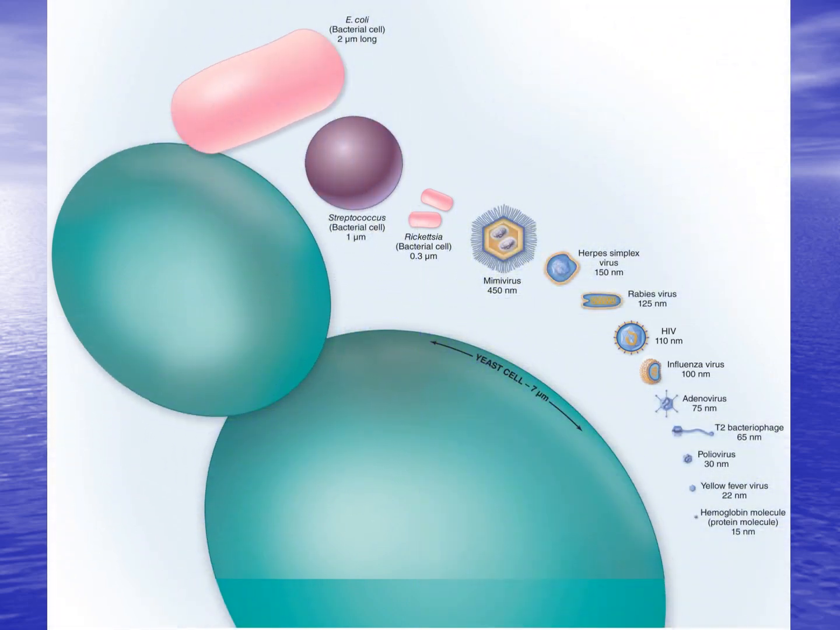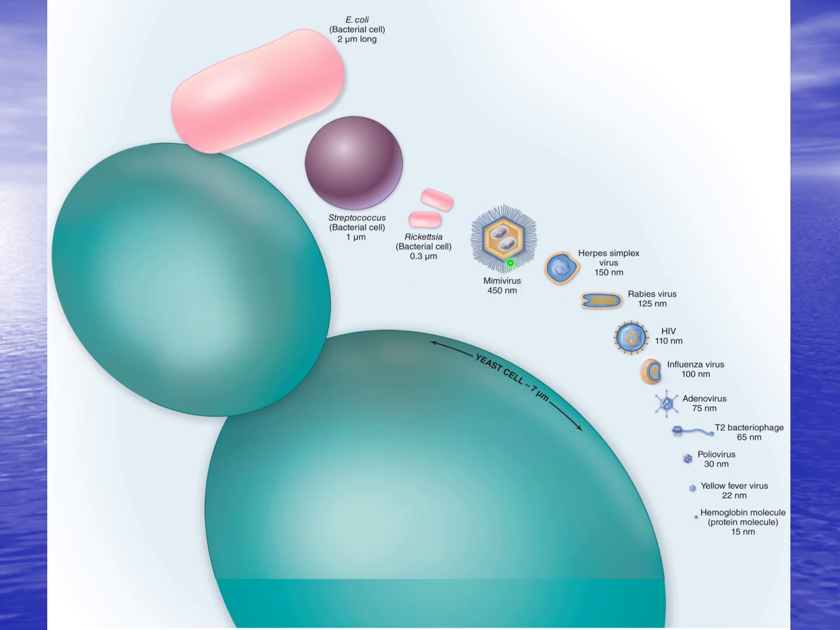And so this is just simply a size comparison. So here's a budding yeast cell that's about 7 microns in diameter. E. coli is about 2 to 3 microns long and about 1 micron in diameter. Streptococcal cocci are about 1 micron in diameter. And the rickettsial cells, which are bacterial cells, actually are about 0.3 microns.